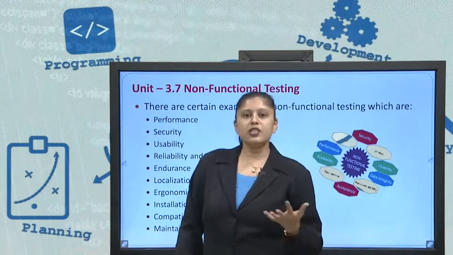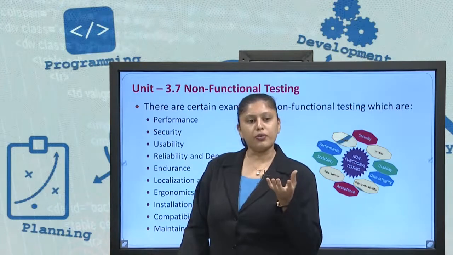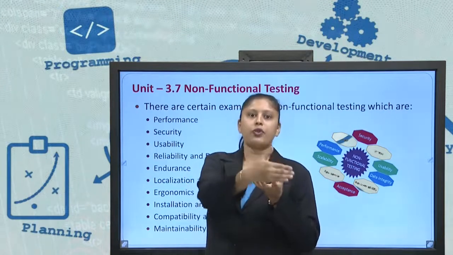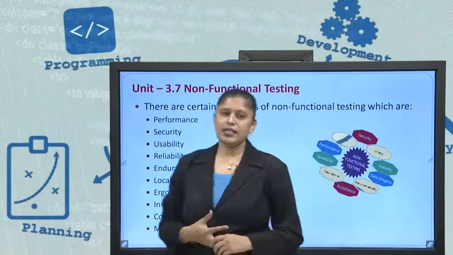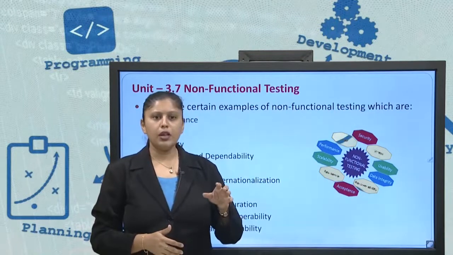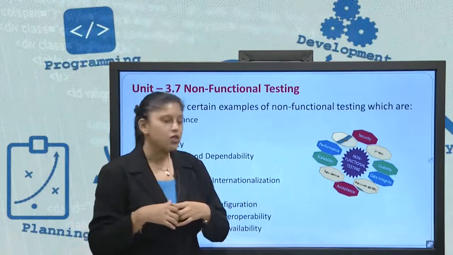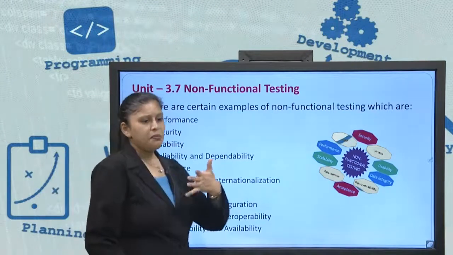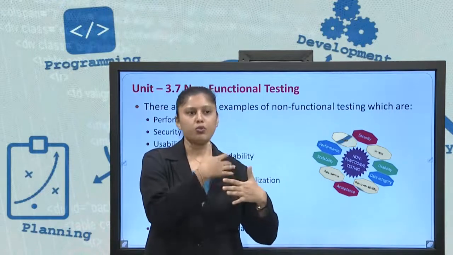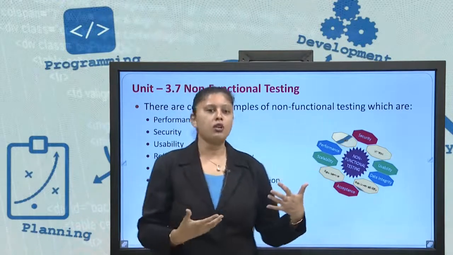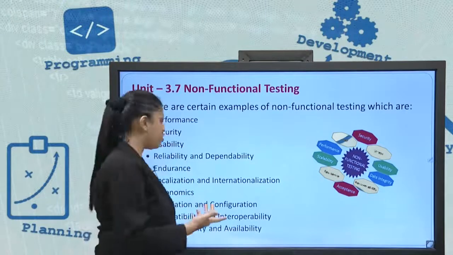Then endurance. What is the endurance power? If my particular software is failing, what is the endurance power of my software to recover from that failure stage? Localization and internationalization: it says whether my particular product is locally available, giving me a local result also, and whether it can take up the international level also or not. Then ergonomics: where can my software be used, in what kind of environment it can be used, in what environments it will not work, and how many people will be using it and how many will not, all come into ergonomics.